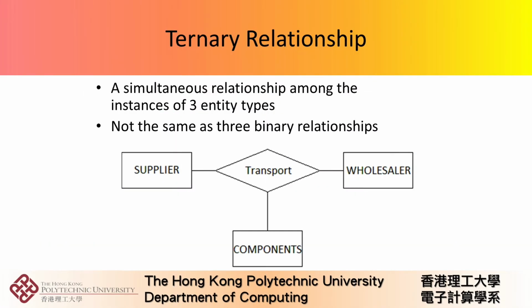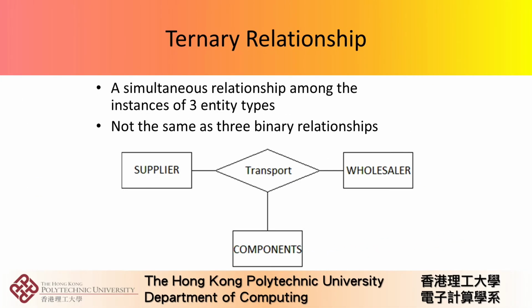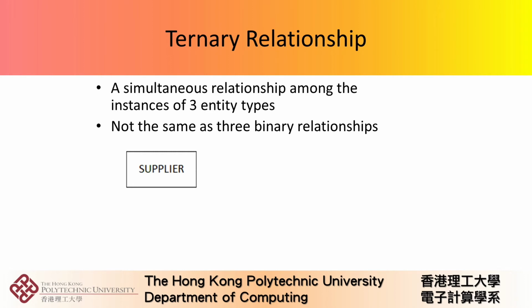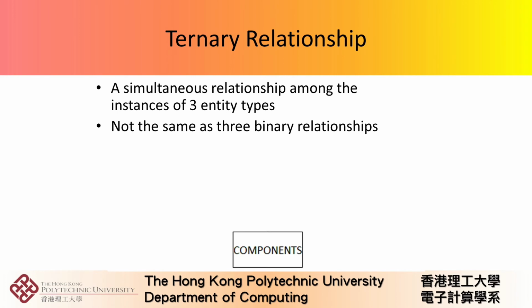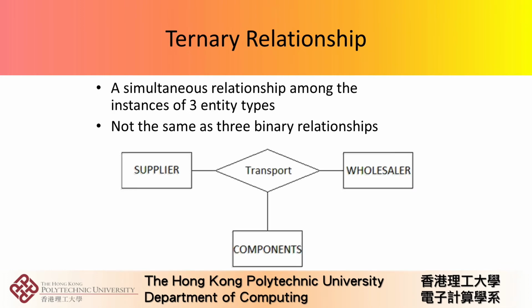A ternary relationship is a simultaneous relationship amongst the instances of three entity types. It's not the same as three binary relationships. Take a logistics company as an example. The logistics company has to get different components from different suppliers and transport different components to different wholesalers. Therefore, there should be three different entities, including supplier, components, and wholesaler. And the relationship between these three entities should be transport.